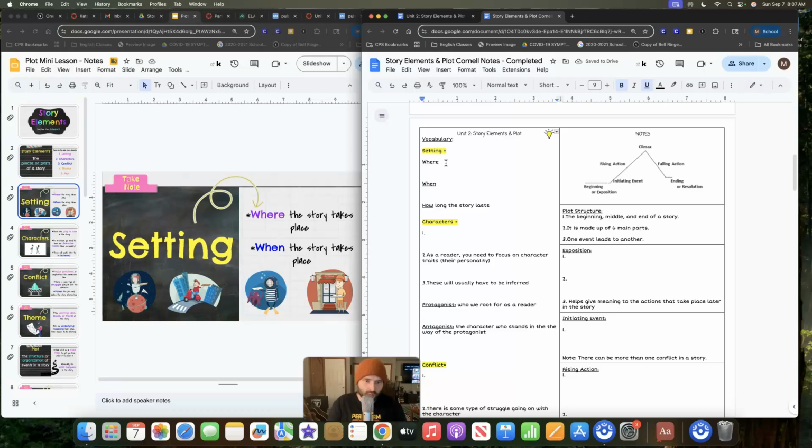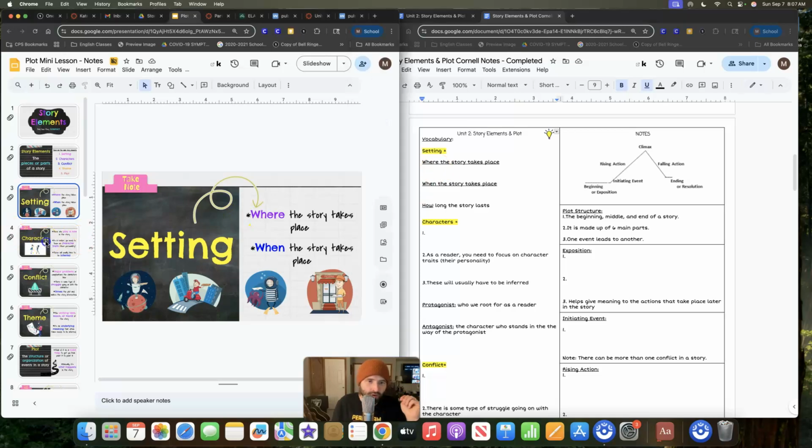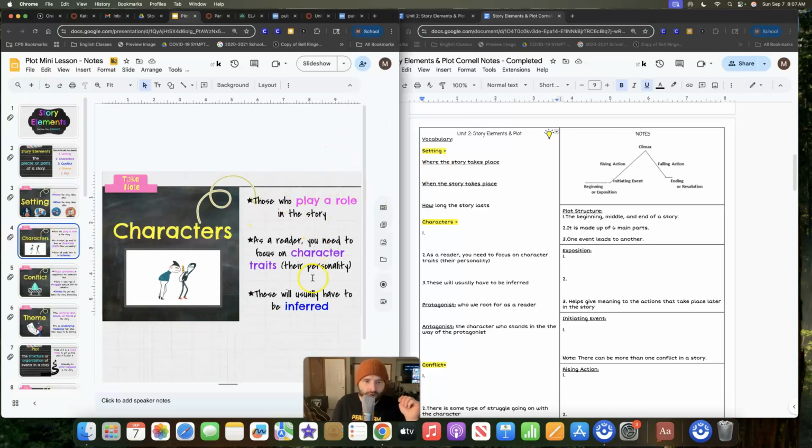So starting off with setting, setting is just where the story takes place, and it is also when the story takes place. Right? Did the story take place in the 1800s in France? Did the story take place in 2025 Texas? So on and so forth. Okay. It can also be how long the story lasts, but that's just an added thing there. The 2 things you should be looking for is the where and the when, but there is also duration at times.